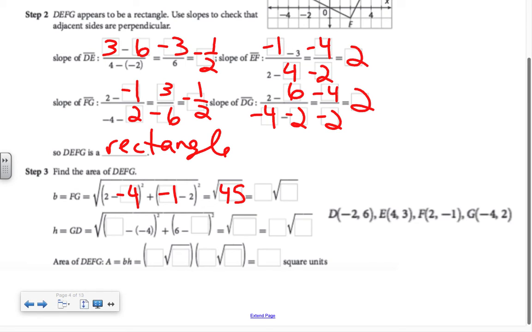So 45 is divisible by 9, so I'm going to break that 45 down into radical 9 times radical 5. But you know that the square root of 9 is 3, so the length of FG is 3 radical 5.